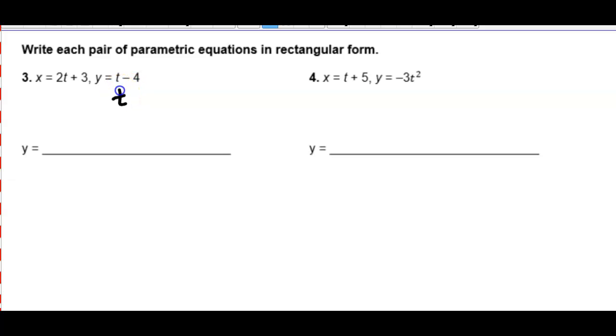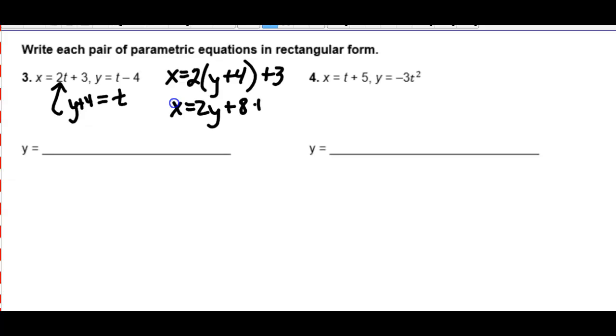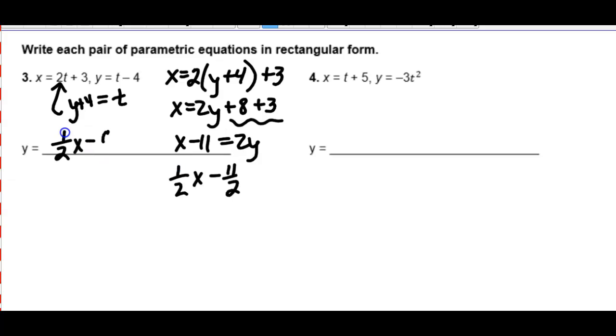I'm going to do t equals y plus 4. And then I'm going to put it in here. So I have x equals 2 times y plus 4, plus 3. And let's see, maybe I'll go ahead and distribute. So this is 11. So if I subtract it over to the other side, I would have x minus 11. And then I'm dividing by 2. So there's the equation of the line we would get. I don't care what form it is. You could have left it like this, unless this one said solve for y.